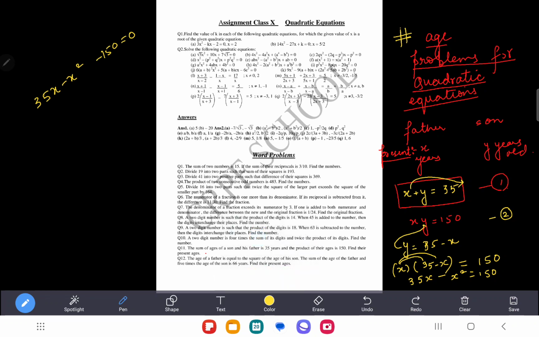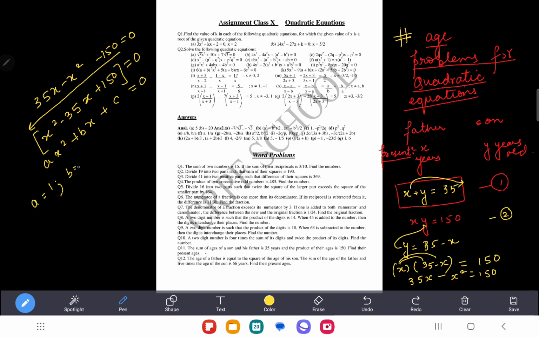Yes or no? So let's take out minus 1 common so that I make x square positive. So minus 1, if I take out common, it becomes x square minus 35x plus 150 equals to 0. Yes or no? If I do that, what exactly does it happen? Just tell me. Now you have the equation. So you compare it with ax square plus bx plus c equals to 0. So you have a as 1 and b as minus 35 and c as 150.